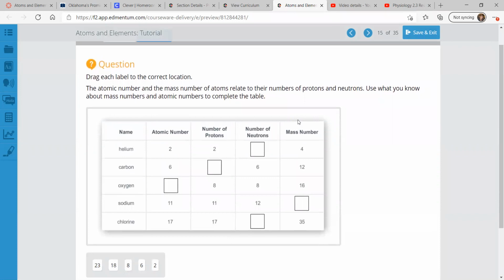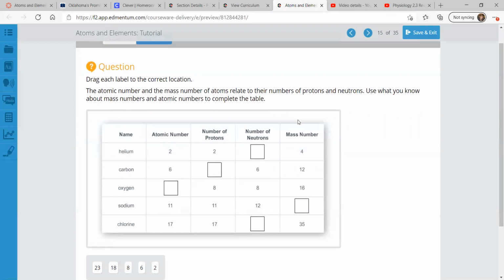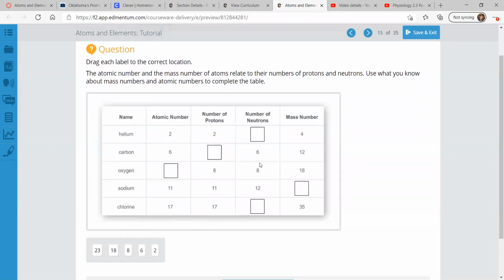I'm back again with the Atoms and Elements tutorial. This is Mr. Shrum, and we left off on this table here. We were given elements, their atomic number, the number of protons, the number of neutrons, and the mass number. So we have all the information we need to fill out the rest of the table. So let's start with oxygen.